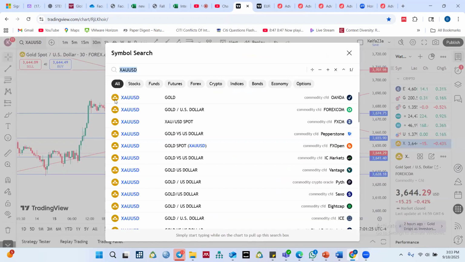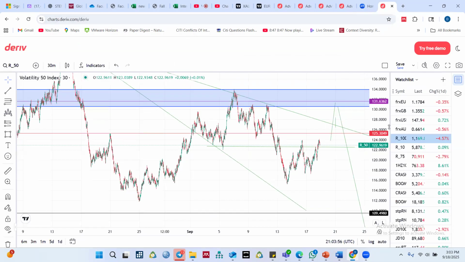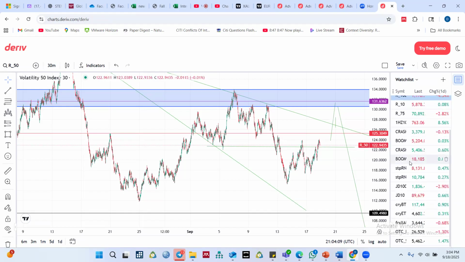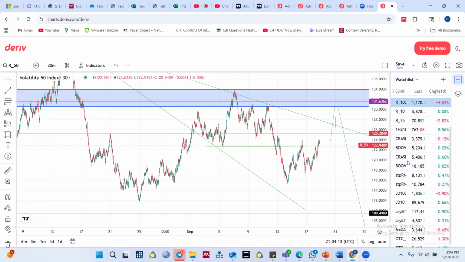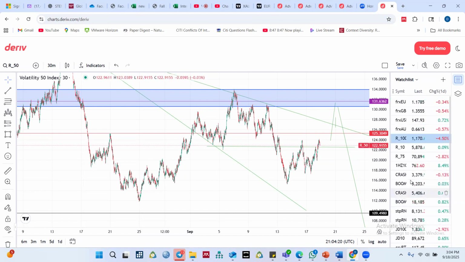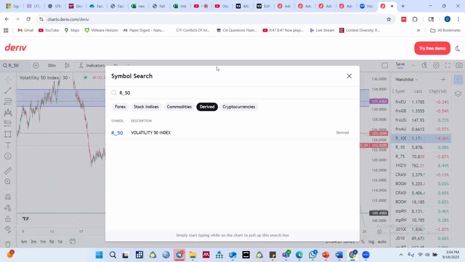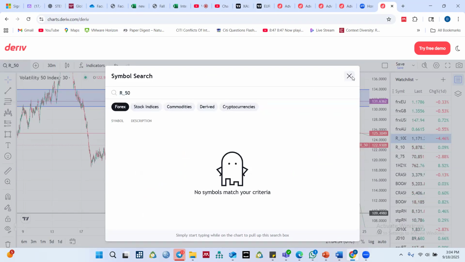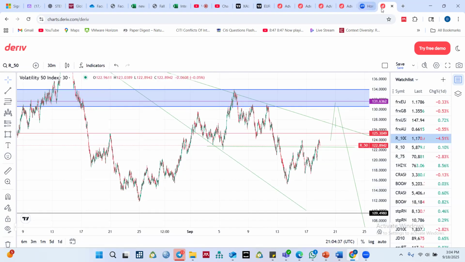let me open a new Euro USD chart. Let me see if I can open it on Deriv. I don't know why it's not easy for me to locate the Deriv forex pairs on TradingView like that. Sometimes when I search them, I don't see them. No symbol matches your criteria. Let's use the normal TradingView.